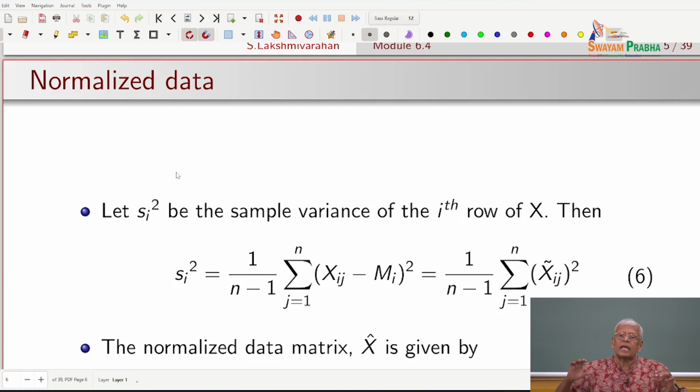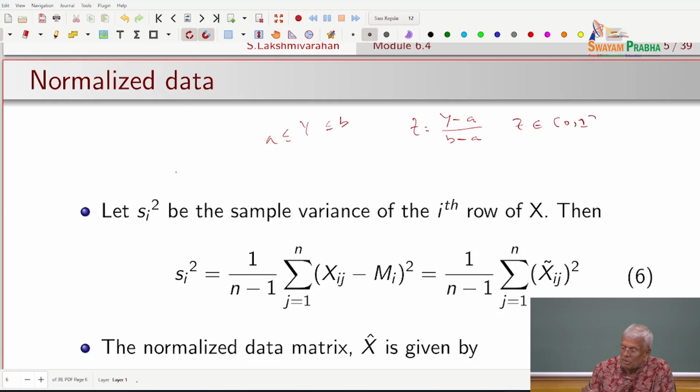To be able to normalize, I can normalize it by many constants. I can normalize it by the maximum value. I can normalize it by several different methods. So if y is a random variable lying in the interval a to b, I can describe z as equal to y minus a divided by b minus a. So when y is equal to a, it will be 0. When y is equal to b, it will be 1. So in this case, z belongs to [0, 1]. That's one form of normalization.